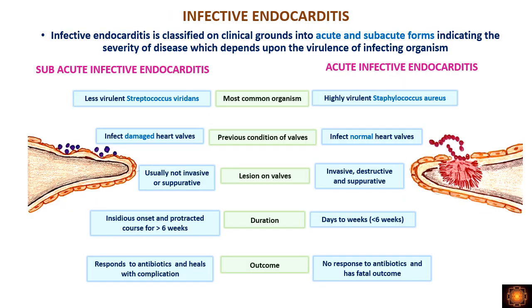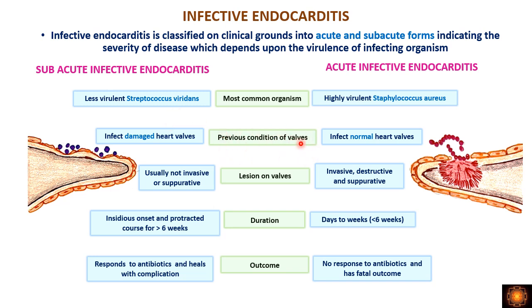As I told you, it is classified as acute and subacute depending upon the virulence of the organisms and the clinical features. Now we'll see what the differences are. What is the most common organism causing acute and subacute? Acute infective endocarditis is caused by highly virulent Staphylococcus aureus, whereas subacute infective endocarditis is caused by less virulent Streptococcus viridans. Okay, acute is caused by Staphylococcus aureus and subacute is caused by Streptococcus viridans.